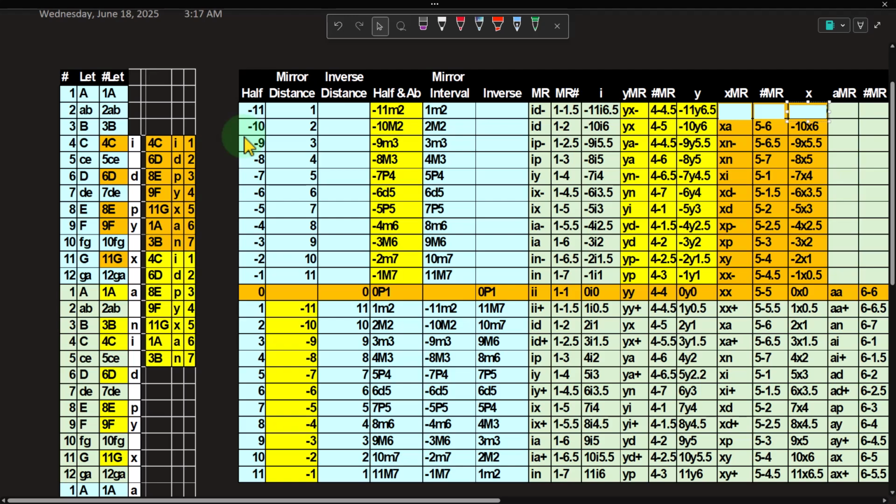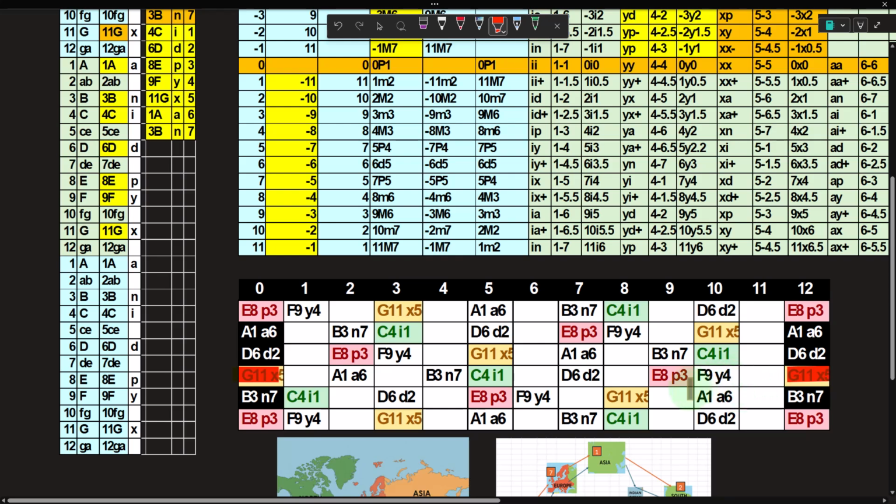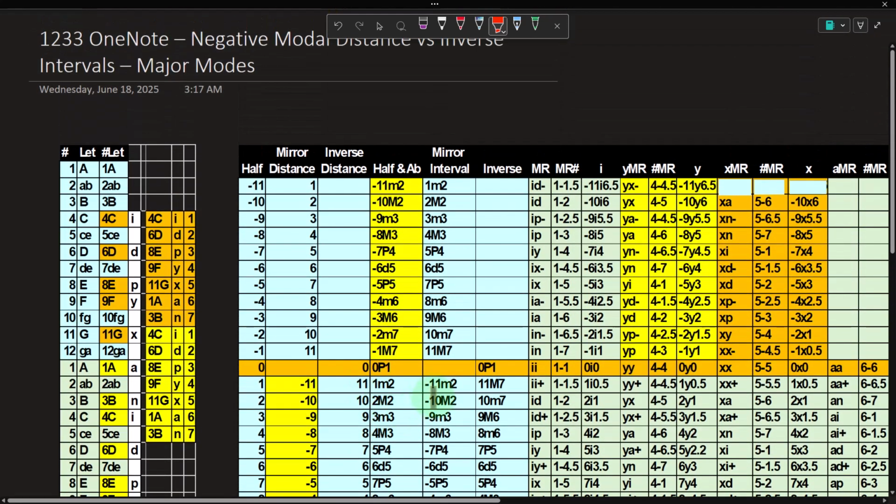So now we're going to go back 10. Okay, so if I'm over here, it's going to be 1, 2, 3, 4, 5, 6, 7, 8, 9, 10 back. So that's going to be -1, 2, 3, 4, 5, 6, -6 modal half steps, which would be -7 scale degrees if we had those, but we don't usually do that. We say if it's -10, 12 minus 10 is 2 forward.